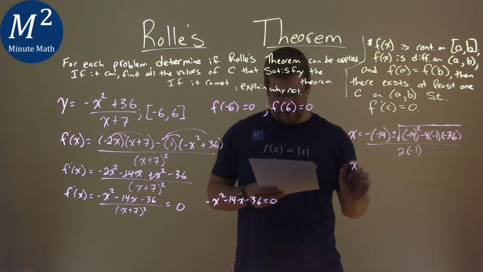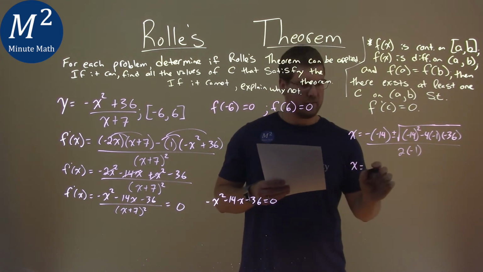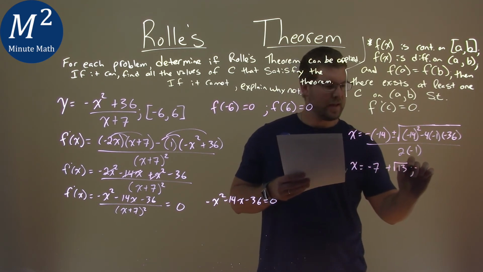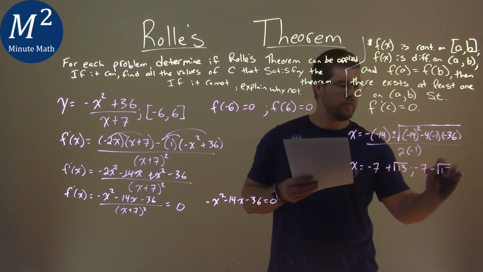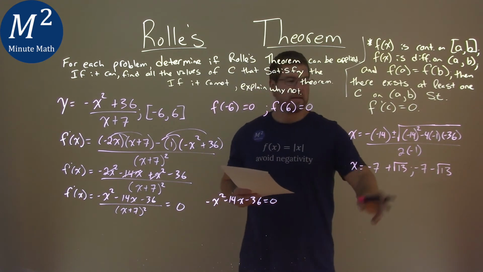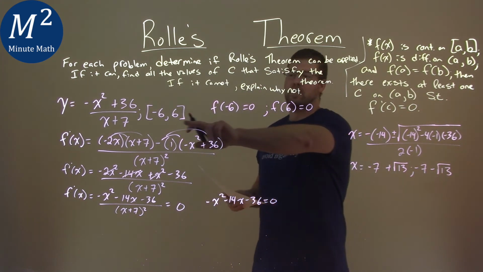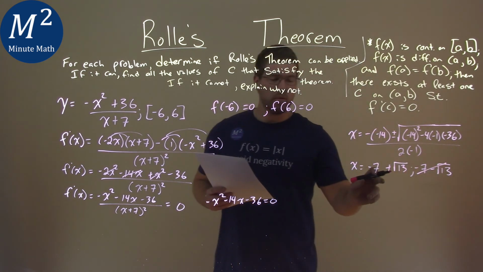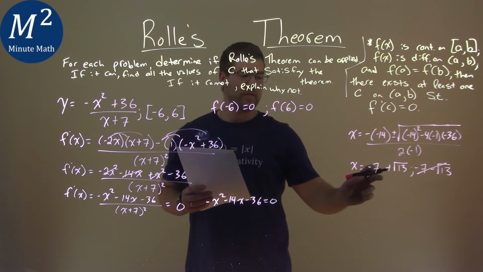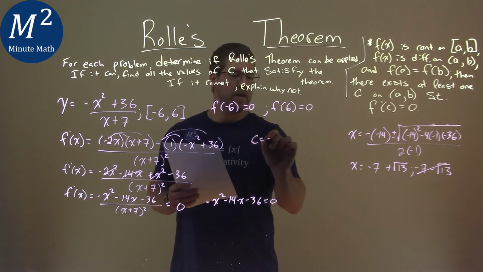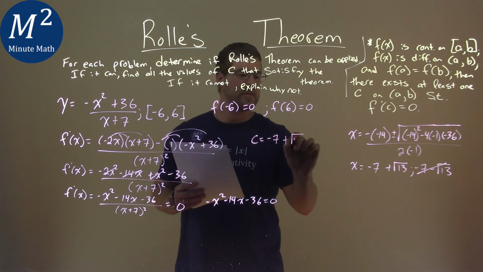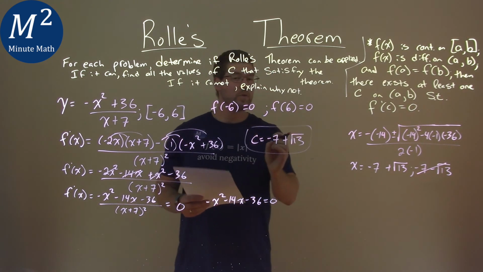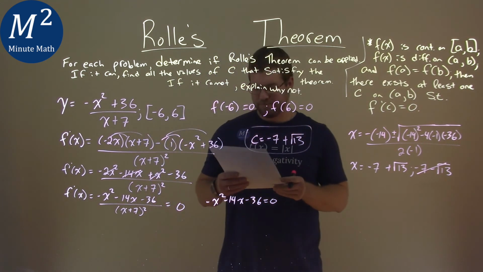Now, luckily for you, I solved this for you. This simplifies to negative 7 plus the square root of 13, and negative 7 minus the square root of 13. Now, negative 7 minus the square root of 13 is outside of our interval. We don't use that. So we can only use the x value we found as a c value: c equals negative 7 plus the square root of 13. And this is the only value of c that satisfies Rolle's theorem for our function.